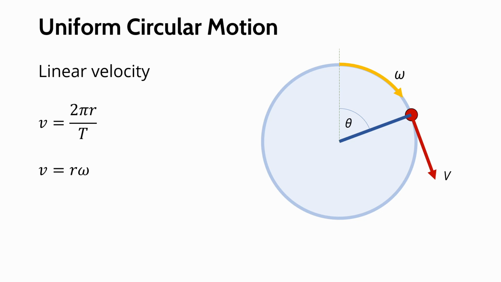Again, that's a formula that's mentioned in the specification, and it links the radius of the circle, the speed at which an object is travelling, its linear velocity, or sometimes known as its tangential velocity, and the angular velocity, omega.